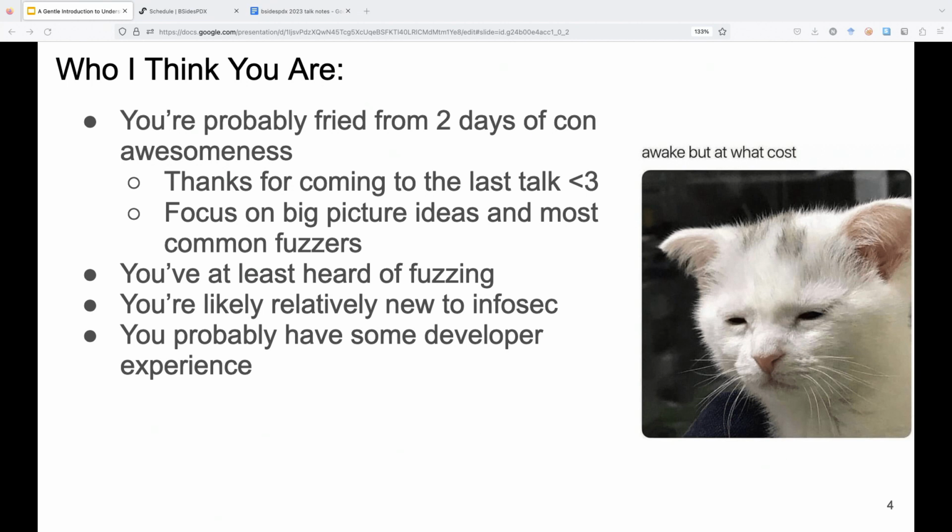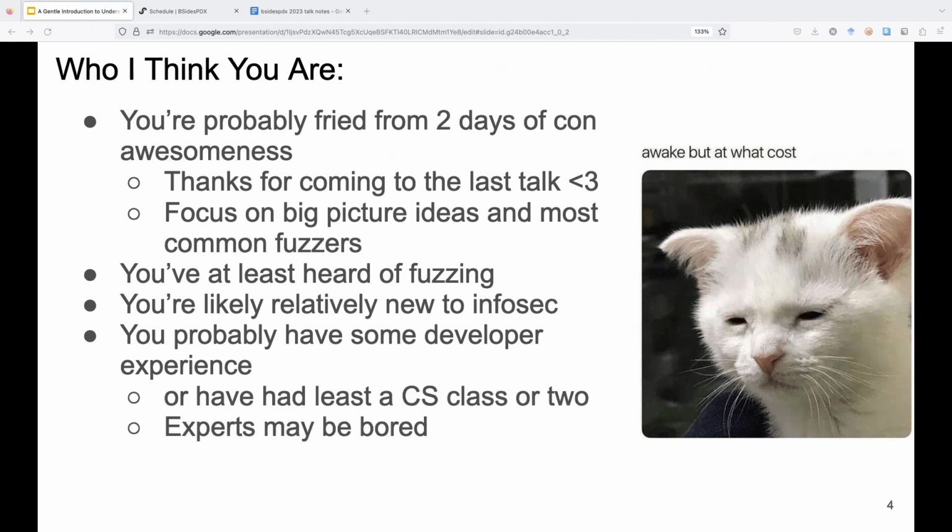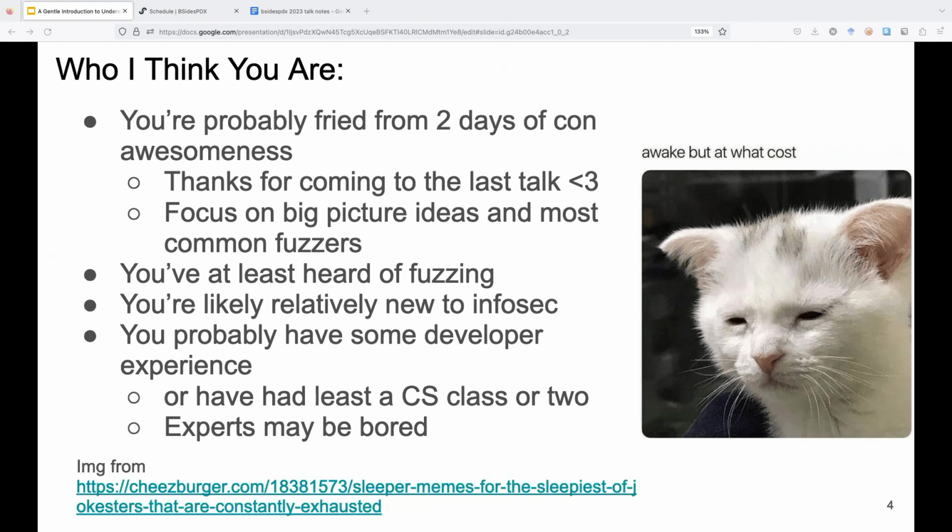You probably have some developer experience. I hope you've had a CS class or equivalent, maybe a boot camp. If you're an expert, you're probably going to be kind of bored. But you can look at cute cat pictures on the internet. I won't hold it against you. If you find some good ones, let me know.